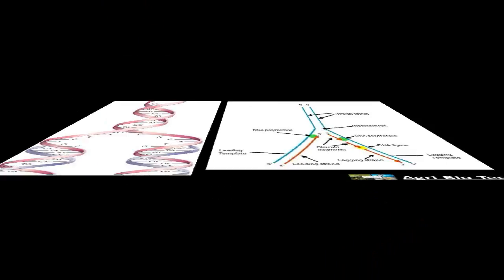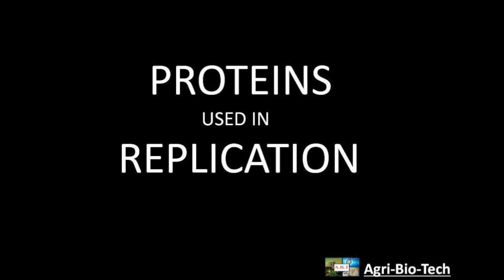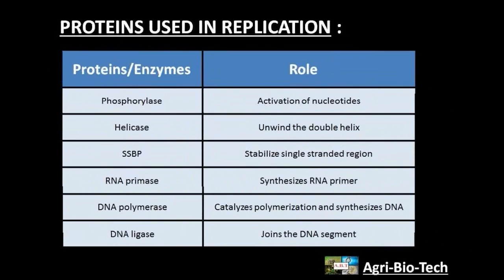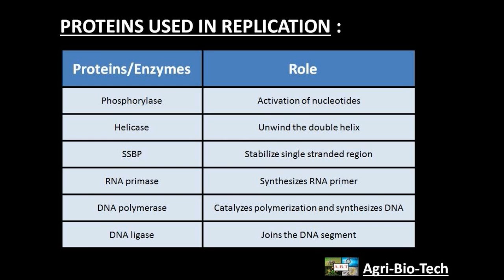And at the end, let's see the proteins or enzymes used in DNA replication. First, phosphorylase. It activates the nucleotides. Helicase. It unwinds the double helix. Single-stranded binding protein. It stabilizes the single-stranded region. RNA primase synthesizes RNA primer. DNA polymerase catalyzes polymerization or synthesizes DNA. DNA ligase joins the DNA segments.